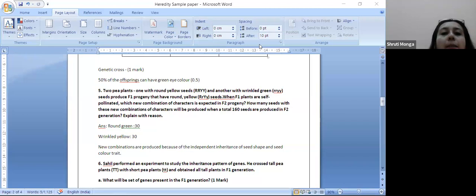See, the meaning of the question is that the crossing has been done between two pea plants, one with round yellow, one with wrinkled green. Now, when we do the selfing of those, in the F1 generation we get all round yellow seeds. For obtaining the F2 generation, we do the selfing, that is, round yellow seeds are crossed with round yellow only.